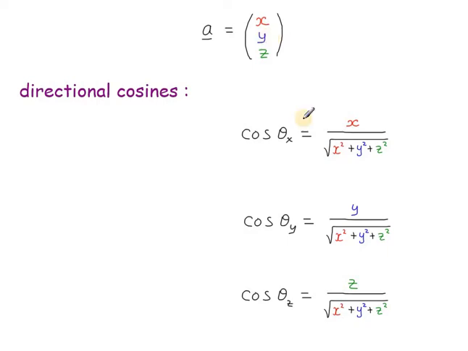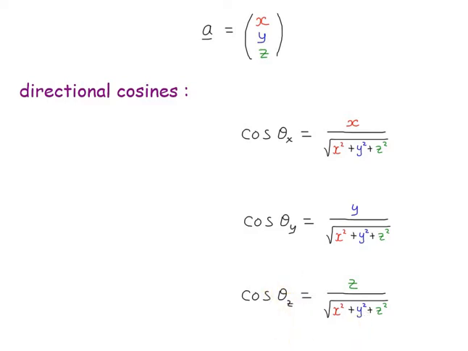You can do the same thing with the y-axis. You've got the y component, so now it's y divided by the magnitude of the vector. If you do cos inverse of this, you'll get theta y. And then you've got the same with the z-axis. You've got the directional cosine here. You've got the z component, again divided by the magnitude, so this is the cosine ratio, and cos inverse of that will give you the angle theta z.